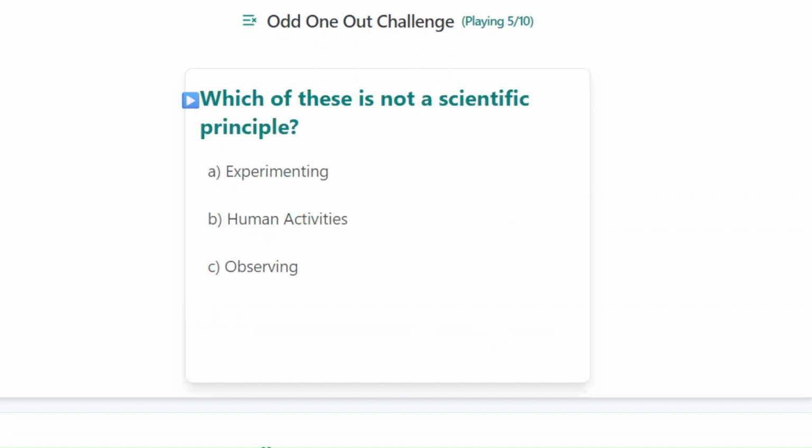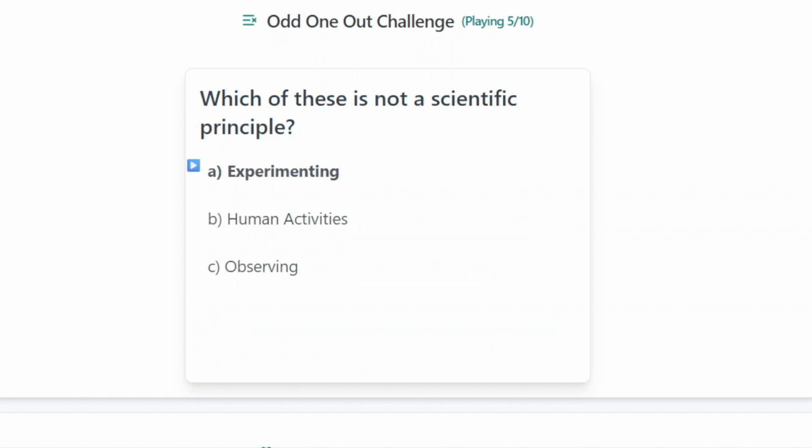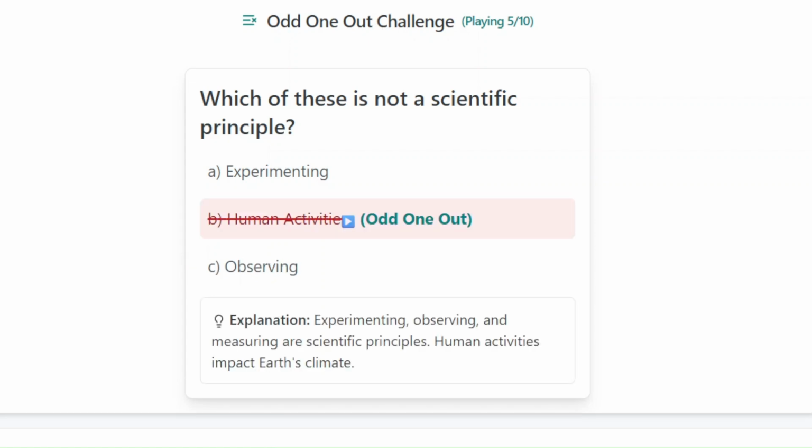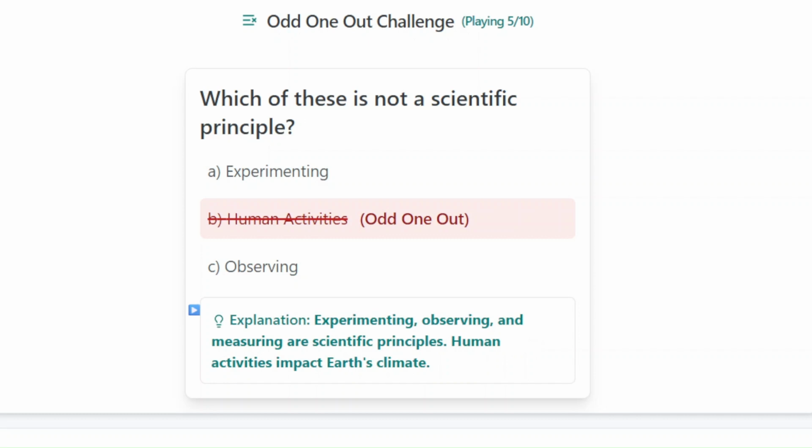Which of these is not a scientific principle? Experimenting. Human activities. Observing. The odd one out is human activities, because experimenting, observing, and measuring are scientific principles. Human activities impact Earth's climate.